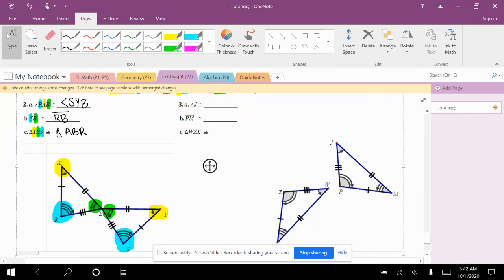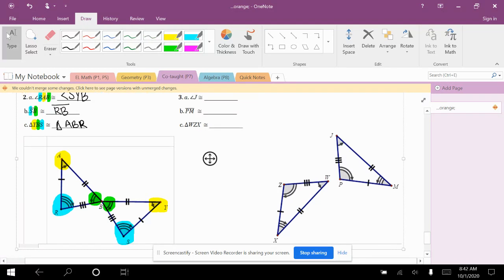Number 3, I'm going to mark the angles. Angle W has 1 tick mark. Angle J has 1 tick mark. Angle Z has 2 tick marks. Angle P has 2 tick marks. Angle X has 3 tick marks, and angle M has 3 tick marks.